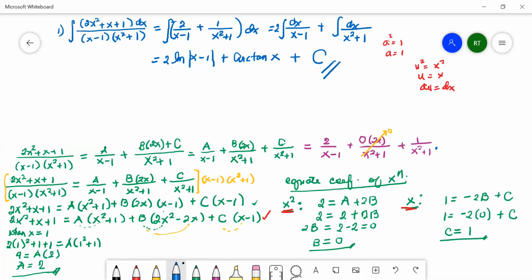Therefore, this is the integral of 2x squared plus x plus 1 over x minus 1 times x squared plus 1. It so happened that b is equal to 0, but if b is not equal to 0, then the integral of b times 2x dx over x squared plus 1 will also lead to a logarithm.